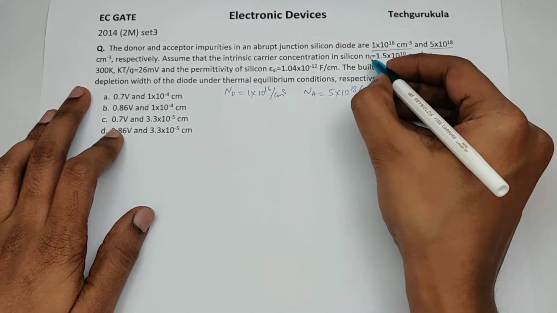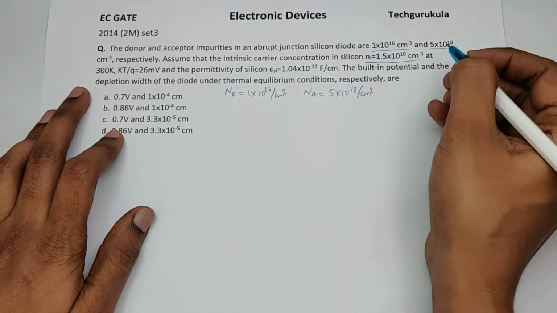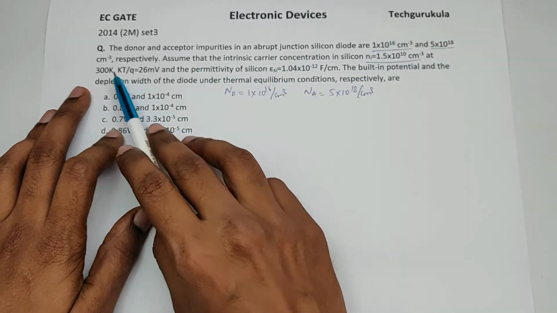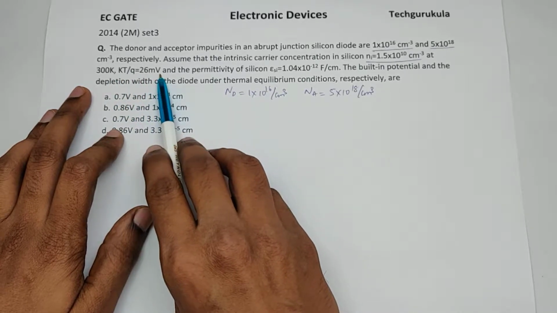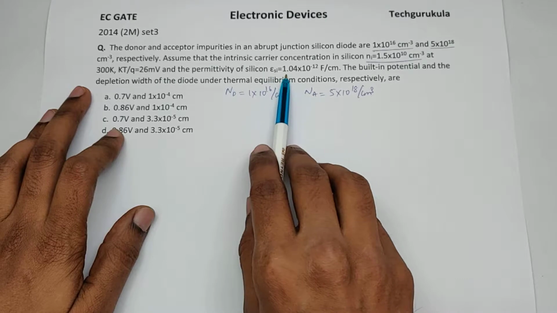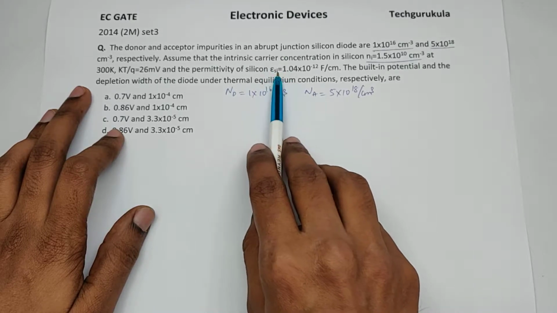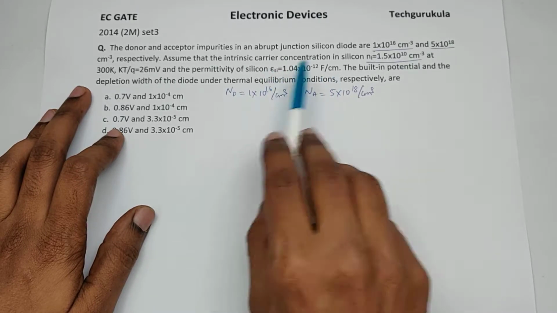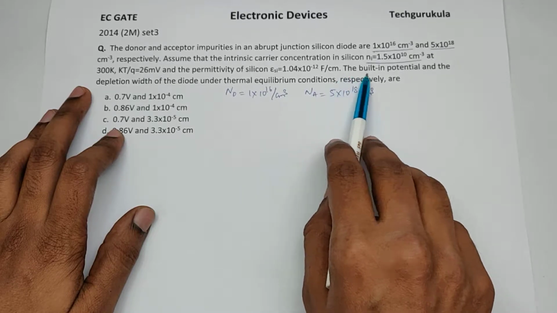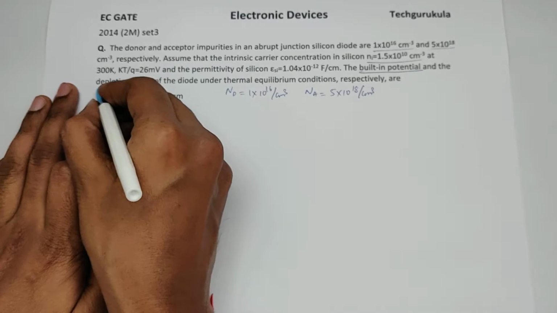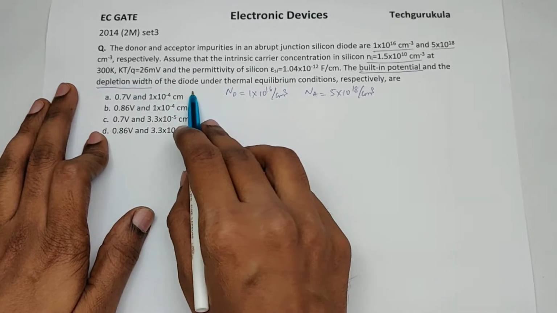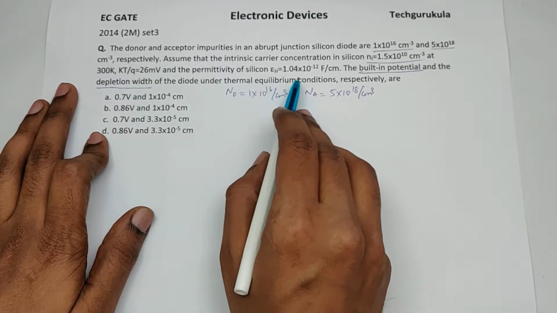And then the intrinsic carrier concentration is given as 1.5 times 10 power 10 at room temperature, and kT by q, which is thermal voltage, is 26 millivolts, and permittivity of silicon, which is epsilon naught times epsilon R of silicon, is given directly. And the question is the built-in potential and the depletion width of the diode under thermal equilibrium conditions.